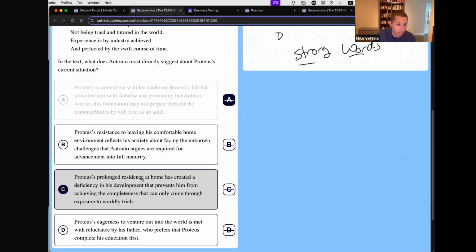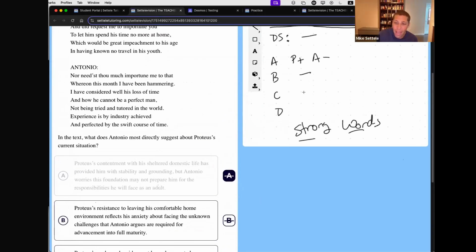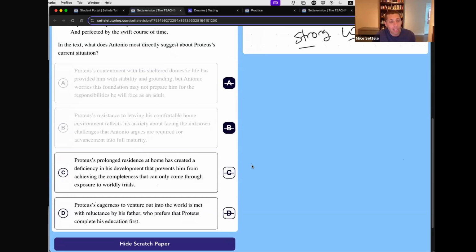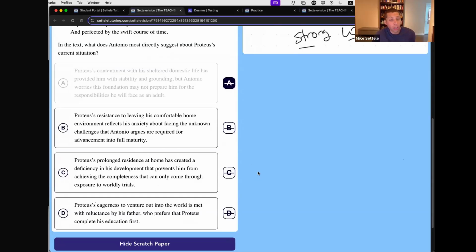And then C, Proteus's prolonged residence at home has created a deficiency in his development that prevents him from achieving the completeness that can only come through exposure to worldly trials. Well, again, this seems pretty bad, right? It's preventing him from being complete. So that seems pretty bad too, right? So that happens. And this is not a failure of the dumb summary in the same way that when we plug points into equations and multiple choices worked, it wasn't a failure of the strategy. It's just a thing we've got to deal with. Let's look at D and see where that takes us, and then we'll go from there.